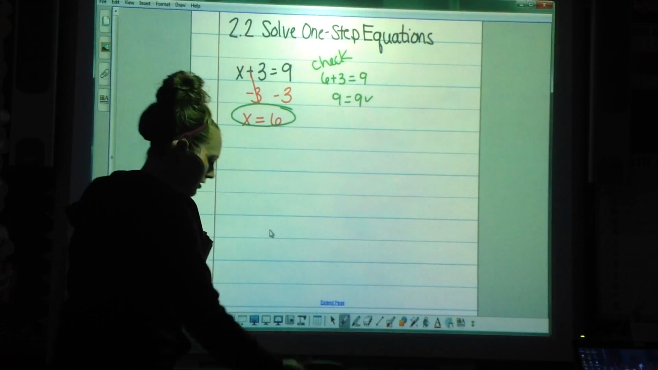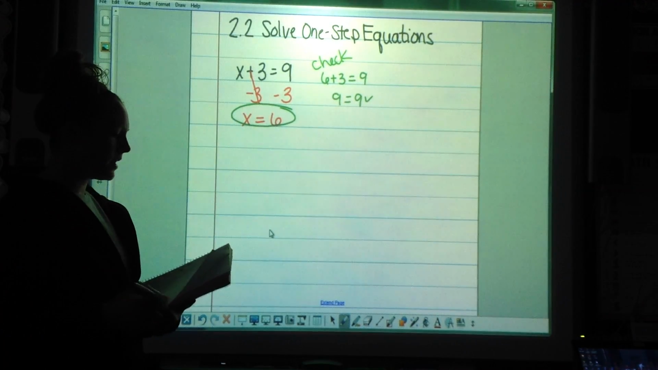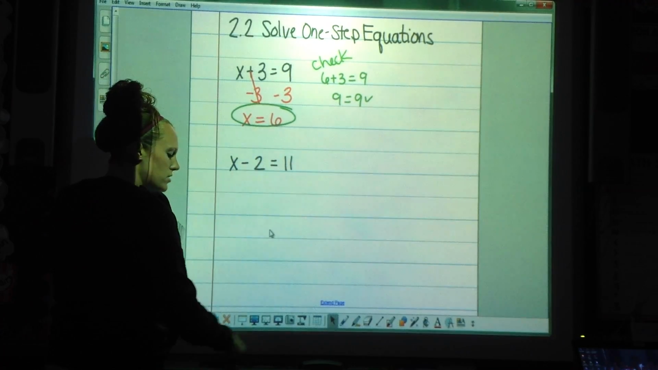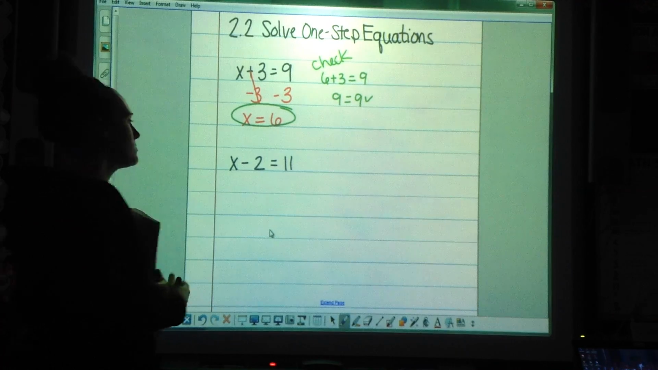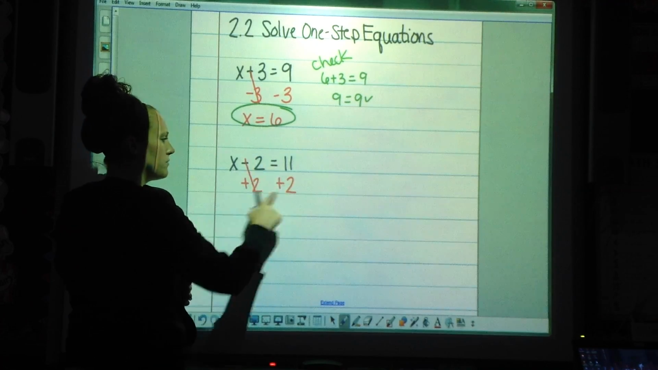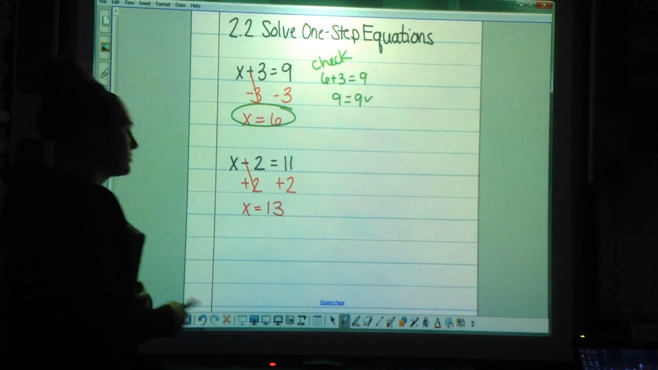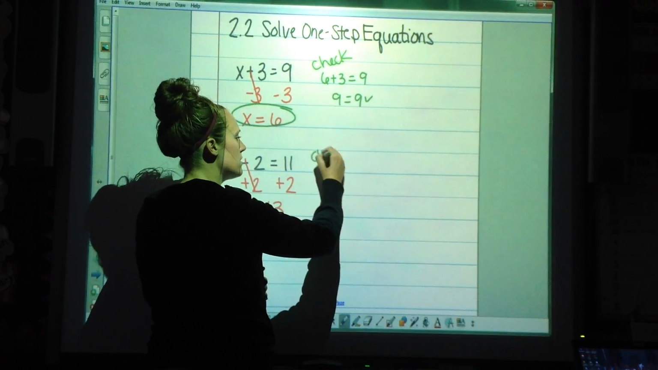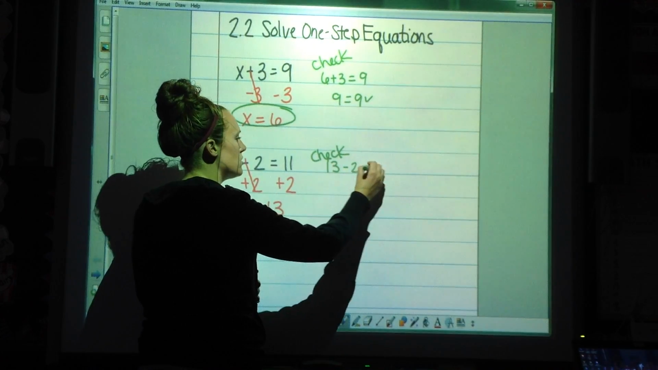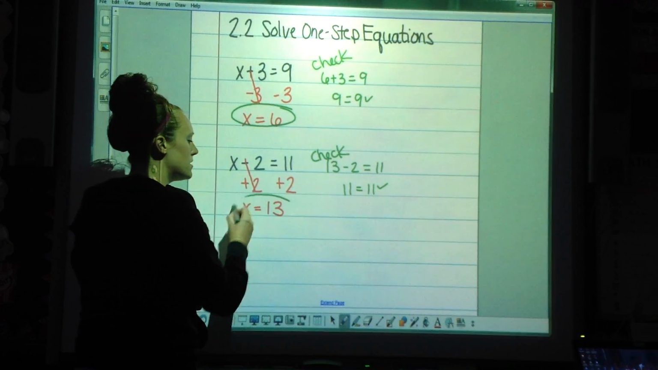Let's try another one. Let's try x minus 2 equals 11. To solve this, you're going to use the inverse operation. Opposite of subtracting is adding. And I'm going to bring it to the other side of the equal sign. Okay. I'm going to check my answer by plugging it back into the original. Instead of x, I'm going to put 13. 13 minus 2. Solve this side.